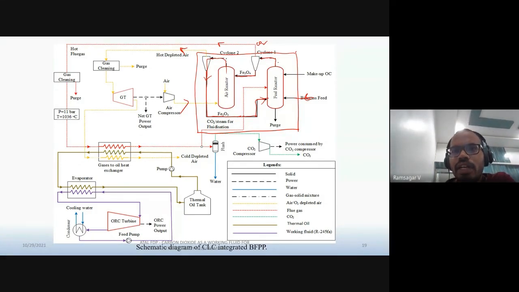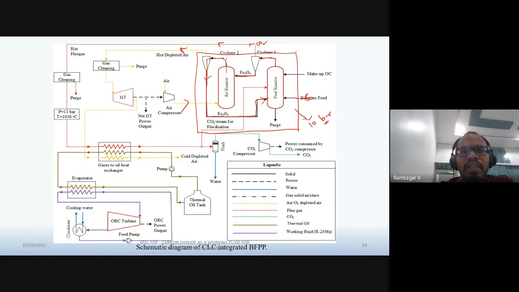And in the fuel reactor, combustion happens, and here the gas and solid mixture is separated, and the concentrated CO2 is coming out, right? And this chemical looping combustion process, we are carrying out at very high pressure. It's about 10 bar pressure we are maintaining in this unit, right?